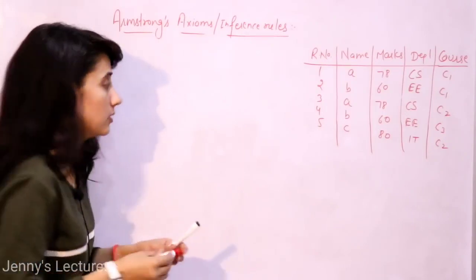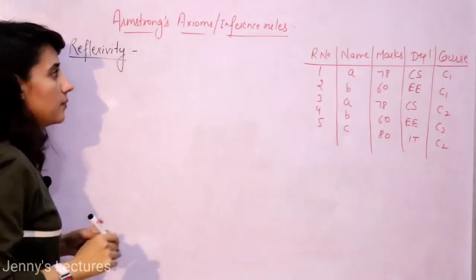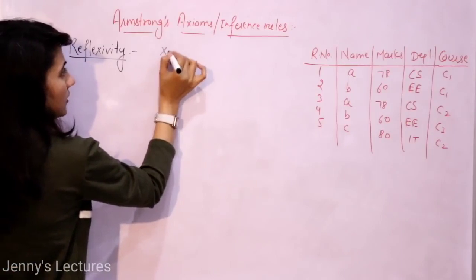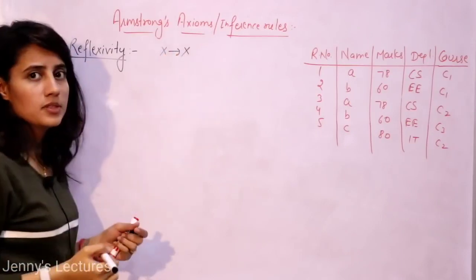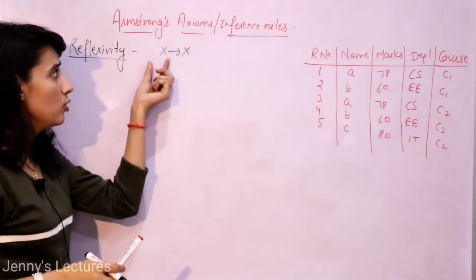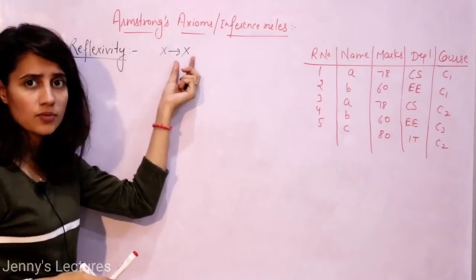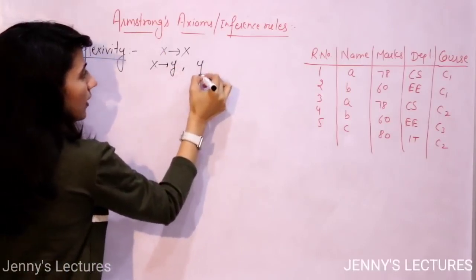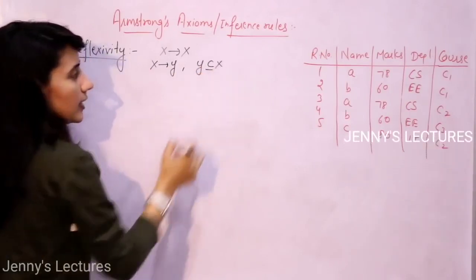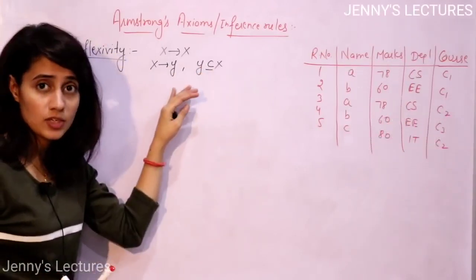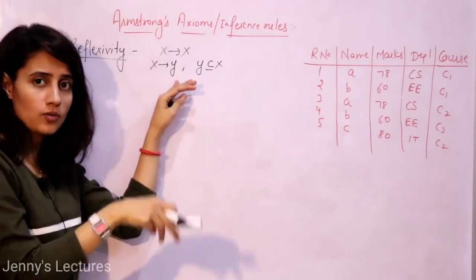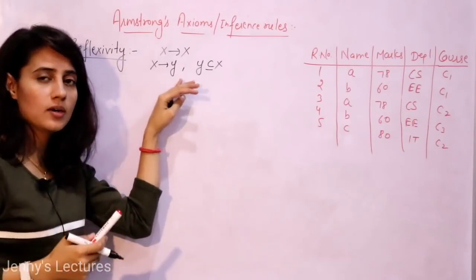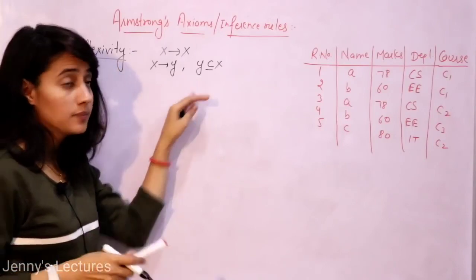So the first one is reflexivity. Now what is this rule? See, x determines x, means any attribute or set of attributes will determine itself, right? Or you can say x determines y, where y is a subset of x. This is the reflexivity rule, and we have just discussed this is also a trivial dependency, right?